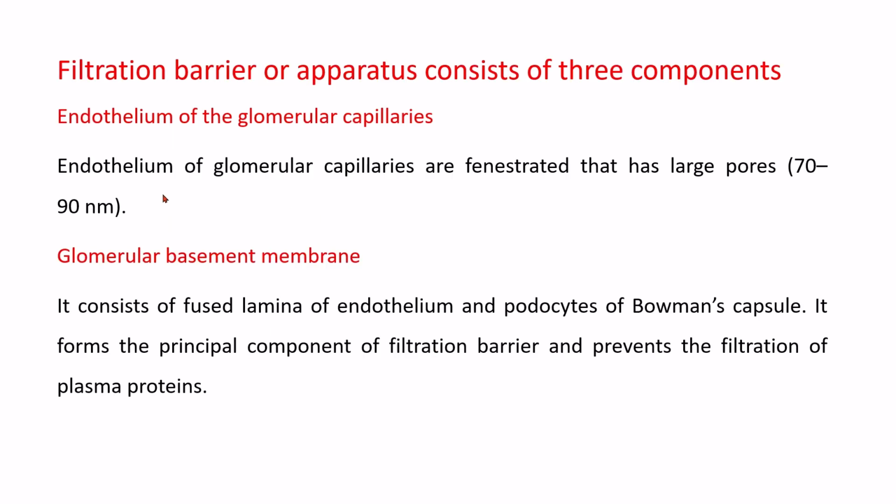So filtration barrier or apparatus consists of three components: endothelium of the glomerular capillaries. Endothelium of the glomerular capillaries are fenestrated, that has large pores, 70 to 90 nanometers. Glomerular basement membrane, it consists of fused lamina of the endothelium and podocytes of the Bowman's capsule. It forms the principal component of filtration barrier and prevents the filtration of plasma proteins. Few authors describe this glomerular basement membrane as having lamina densa in the center and lamina rara on either side.